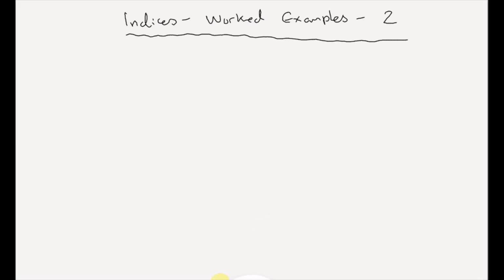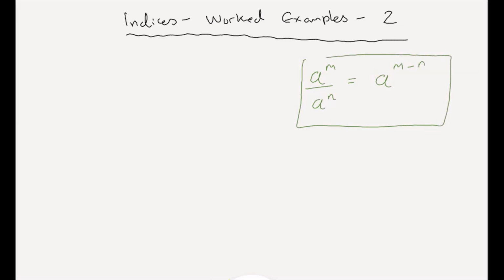The second set of examples is going to be covering where you divide indices, and I'm going to write down the formula just so that we review. Remember, this is where you've got something like a to the m divided by a to the n, and that is equal to a to the m minus n. That was our formula, and that's what I'm going to do some examples of today. Let's jump straight in.